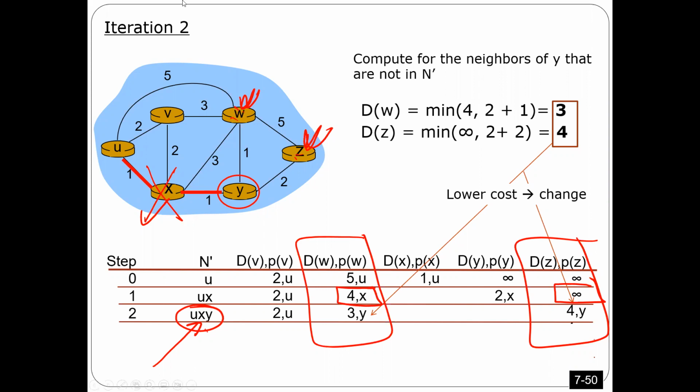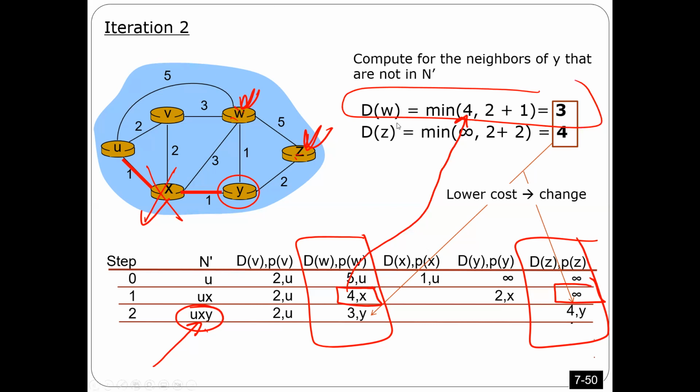Right? So let's start with the first one here. DW. DW means the distance to W. The distance to W, what I have right now is 4. So the cost to W is 4 if you go through X. That's what I have right now.